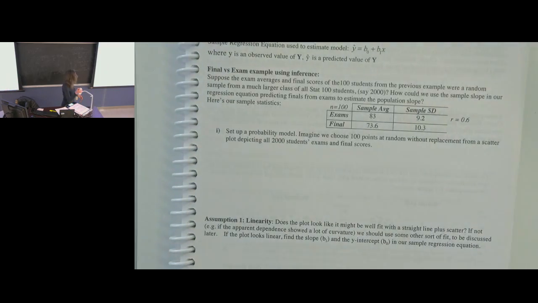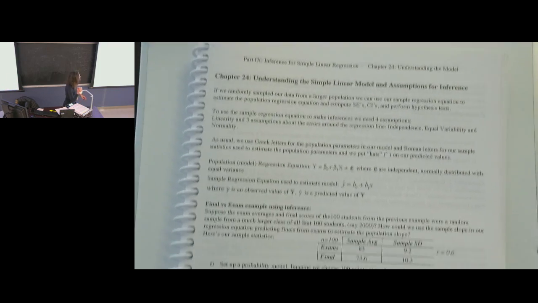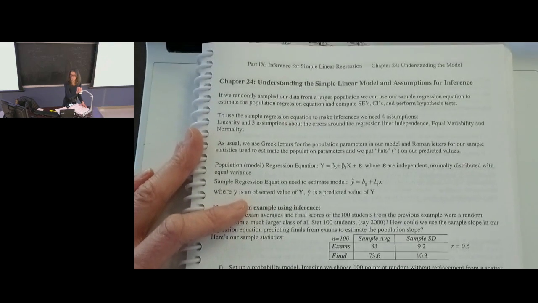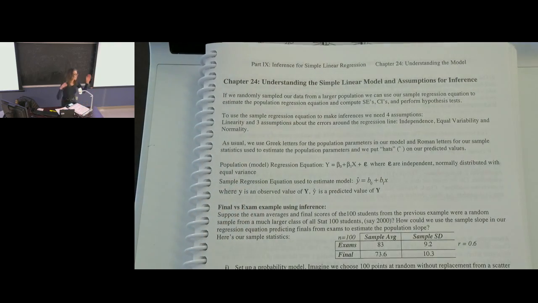Okay. Now we're going to start doing some inference. So far we've just been acting like we had the whole population. We did have the whole population. But what if those students were randomly chosen from a larger population of students, and we wanted to estimate the regression equation and the slope for that larger population?